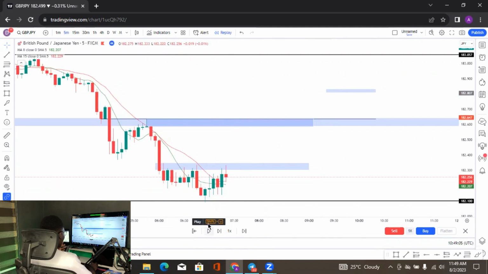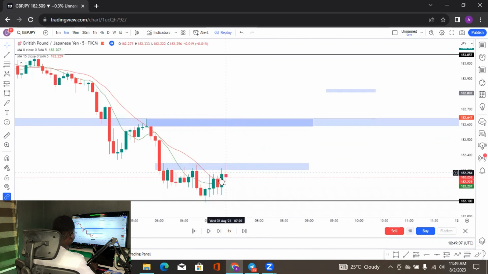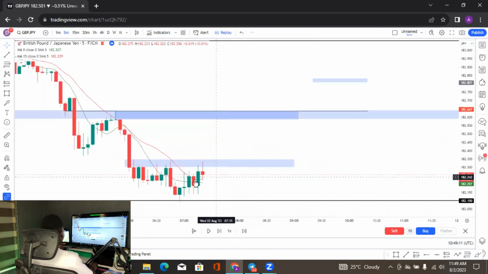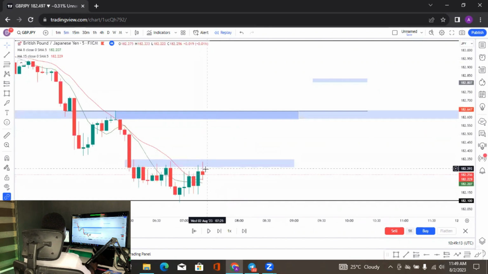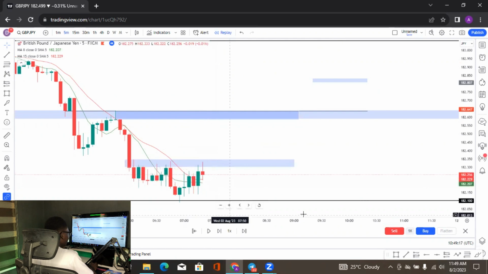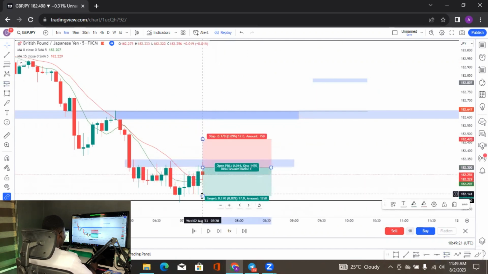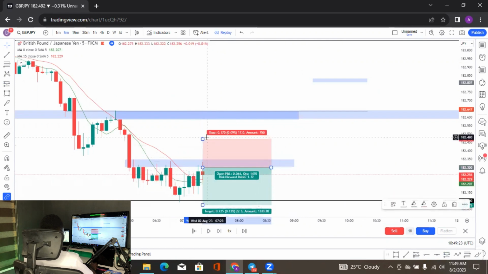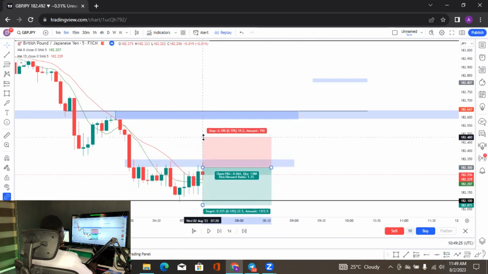Okay, so boom, guys. So around this point, we took our first entry, guys. So this was the point we took our first entry, which was kind of like a bad entry. But I was kind of feeling that price is going to touch this particular zone and trend towards the downside. So we took our first entry right here, which resulted in a loss. But initially we cut our loss short.